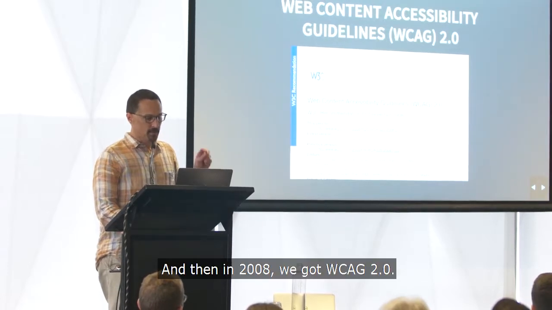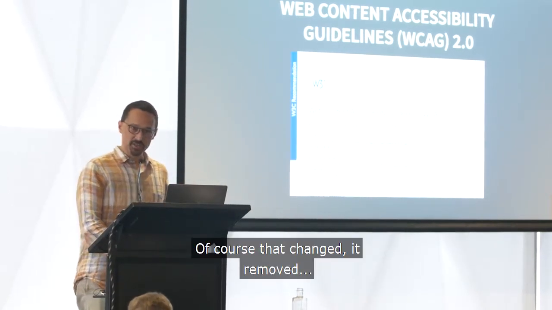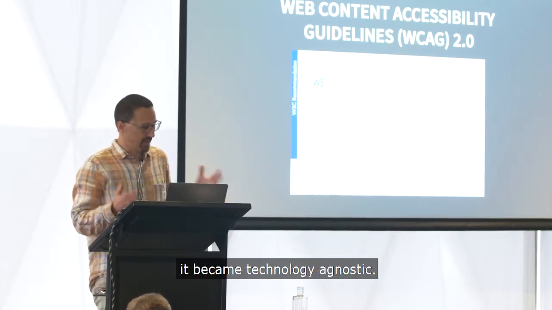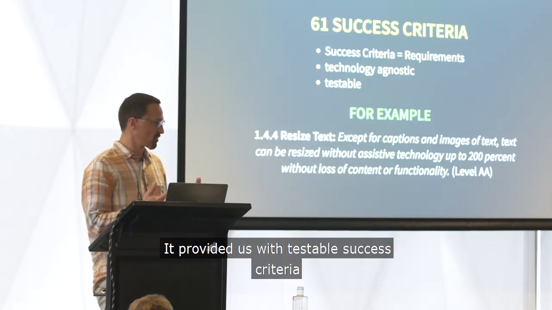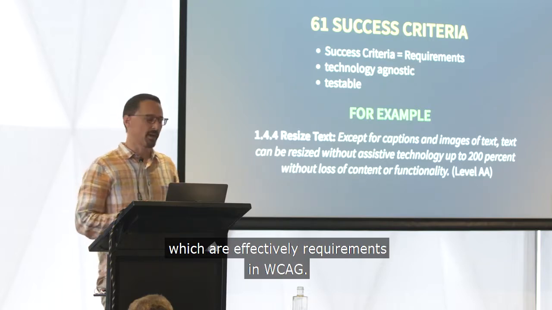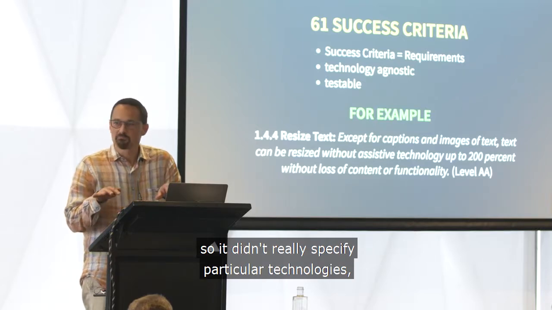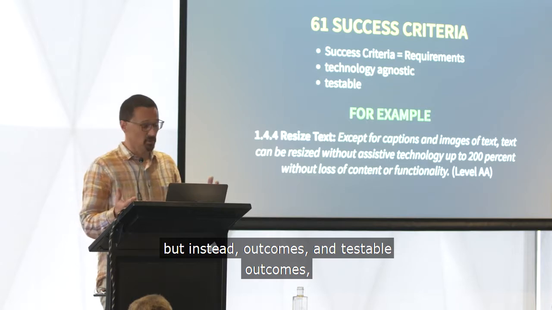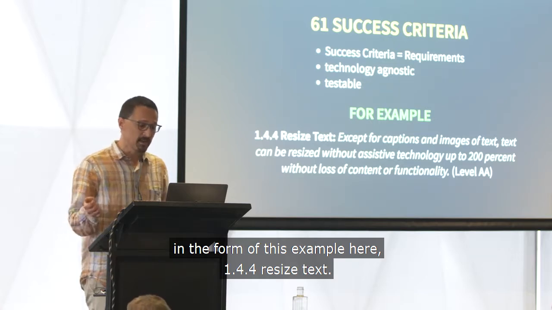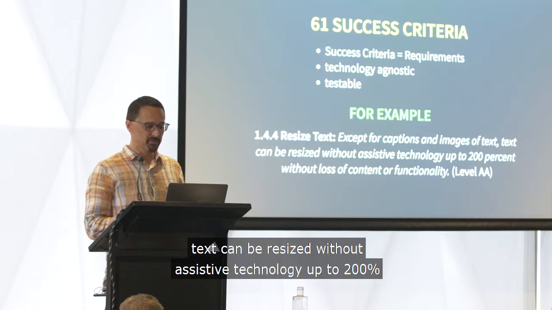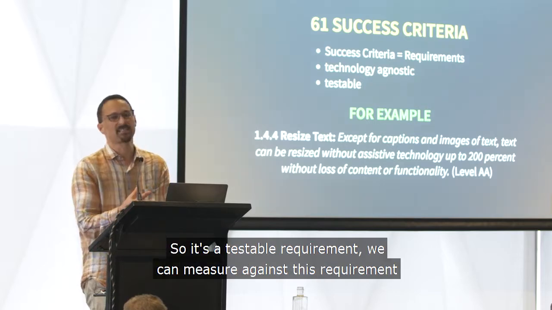And then in 2008, we got WCAG 2.0. And of course that changed. It became technology agnostic. It provided us with testable success criteria, which are effectively requirements in WCAG. Again, it didn't really specify particular technologies, but instead testable outcomes. We get success criteria in the form of this example here, 1.4.4 Resize Text. Except for captions and images of text, text can be resized without assistive technology up to 200% without loss of content or functionality. So it's a testable requirement.